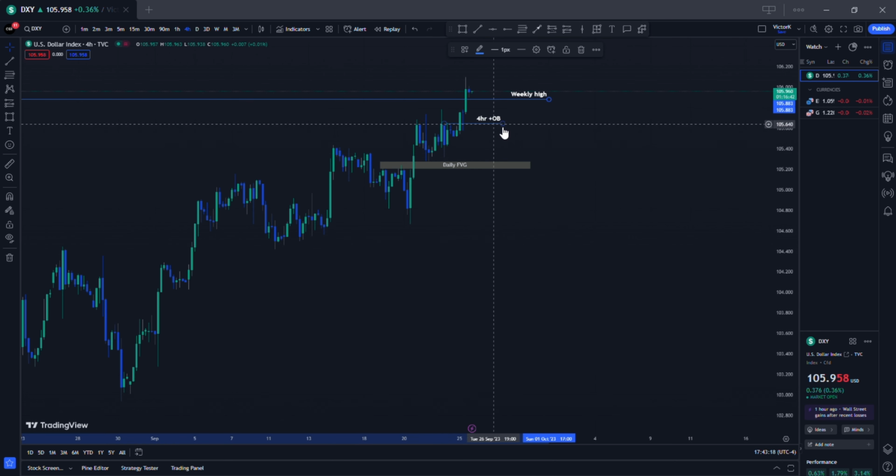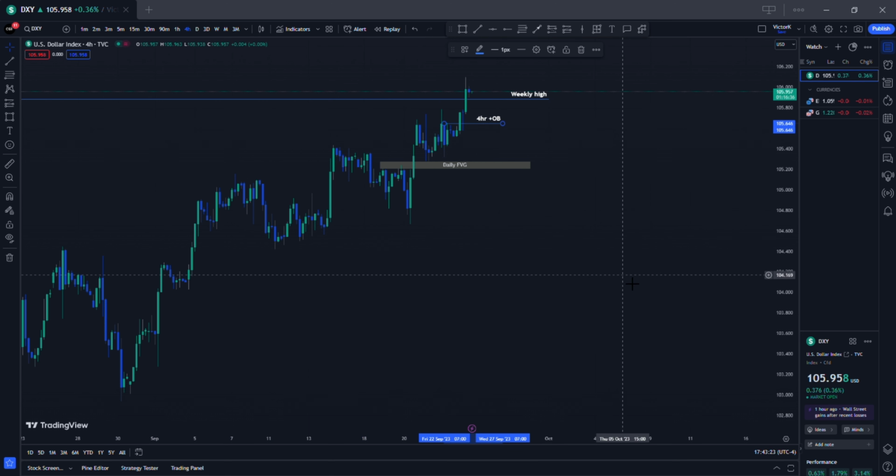I'm looking at this 4-hour order block here. So price can come down here, this line here, my support area. Price can come down here and then continue to run higher. So now let's transpose this idea into Euro USD and GBP USD.